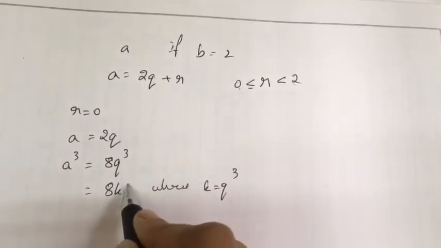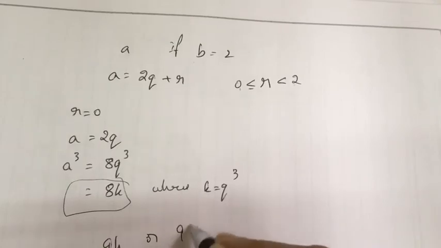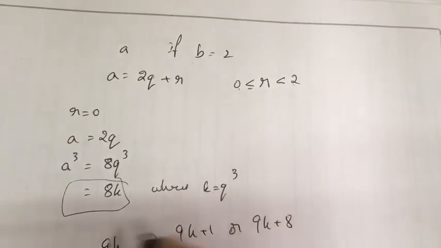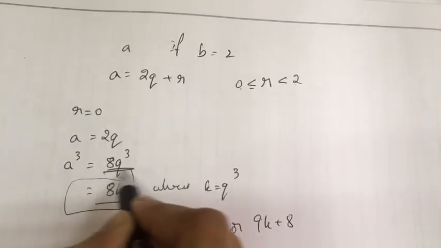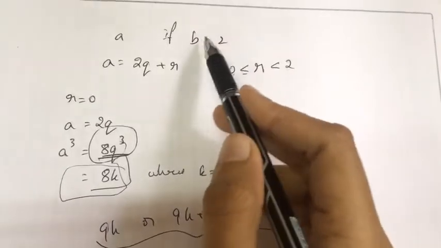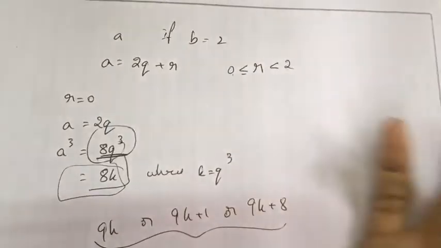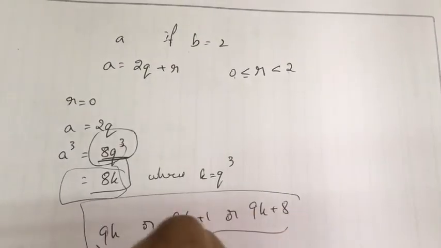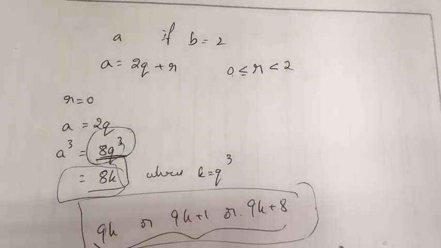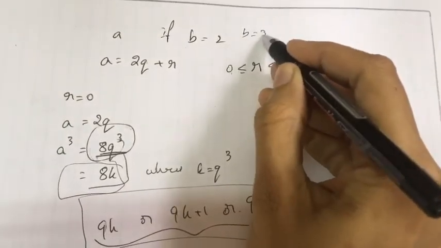Now this is not in the form 9k or 9k plus 1 or 9k plus 8. In fact, you cannot write this in any one of these forms, right? So you cannot choose b equal to 2. You can even check with 4, 5, something like that. Getting this form from these is not possible. Therefore, we are taking b equal to 3.